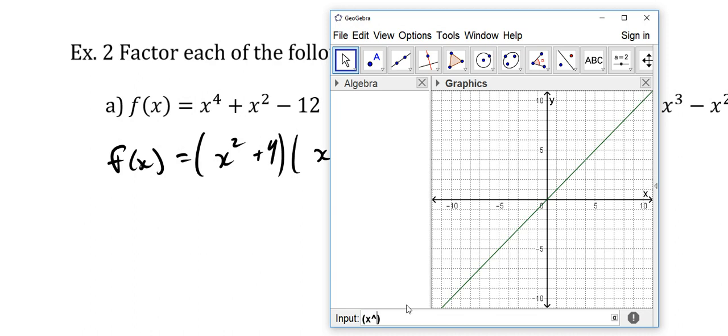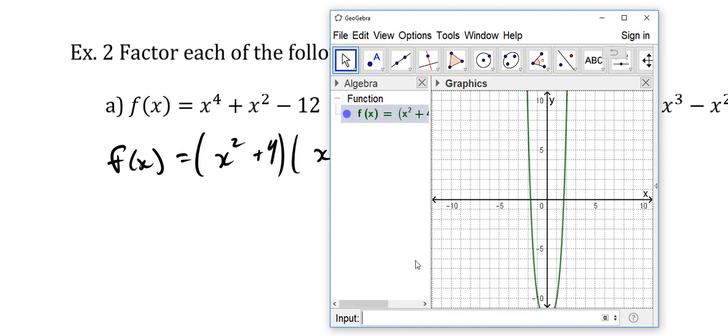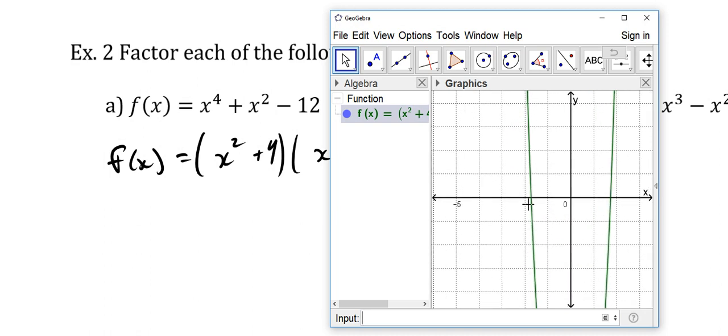Okay, so let's see. X squared, think about it while I'm typing this out. X squared minus 3. So I wouldn't ask you to graph this. What do you think these 2 roots are?